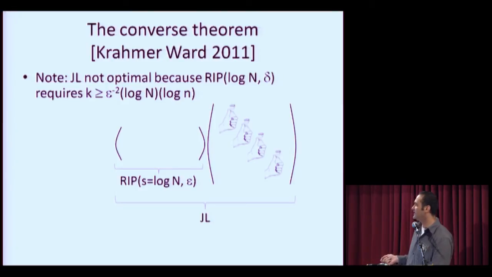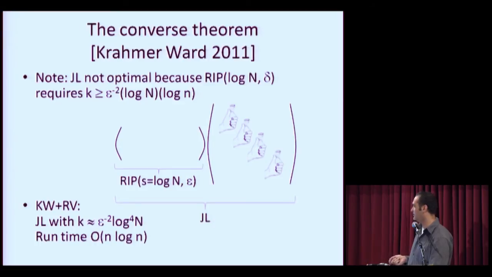Notice that this approach can never give you an optimal JL, because the RIP construction requires an extra log n in the first place. Okay, so if you want to get JL from RIP, you know that you will always lose 1 log of n. But it's a very, very neat result.